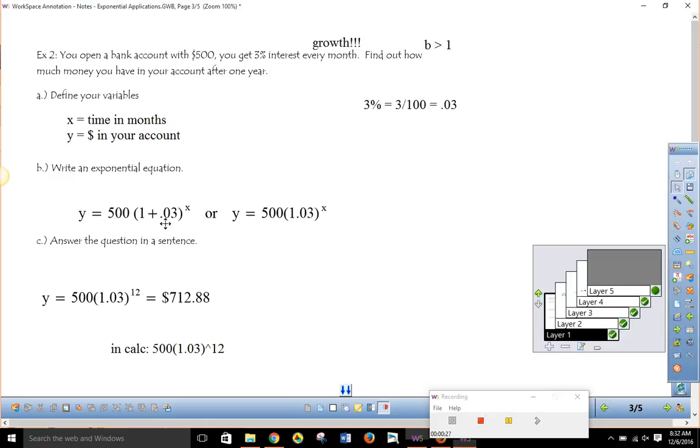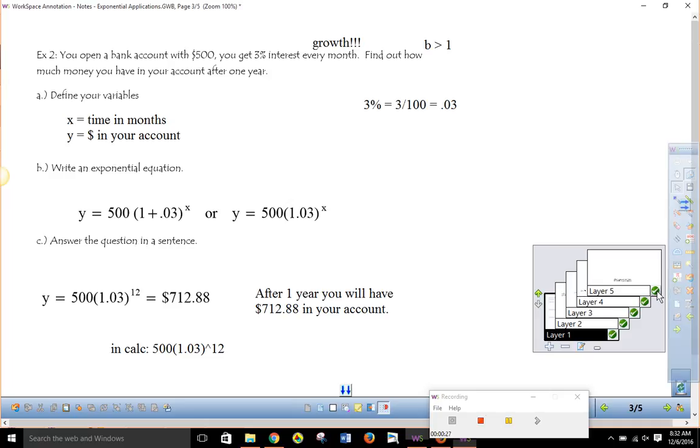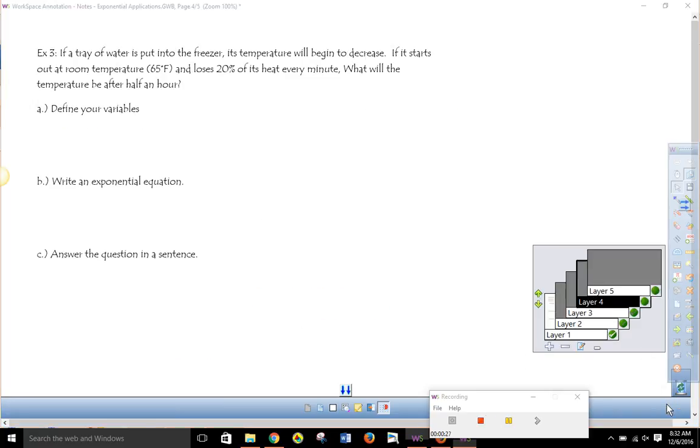And then again, you want to put a nice little bow on this and give it a sentence. So what does this mean? And this means that after 1 year, you will have $712.88 in your account. And so 2 decimal places make sense here because we're talking about money. Okay? You need to make sure this is a real-world problem. You have a real-world answer. Okay? All right. Next one.